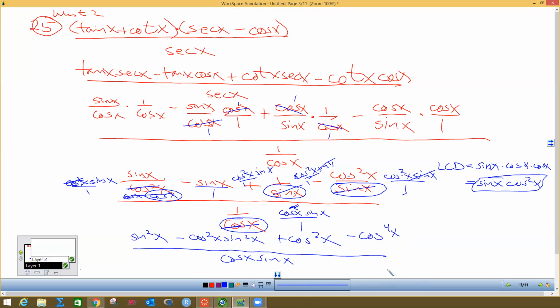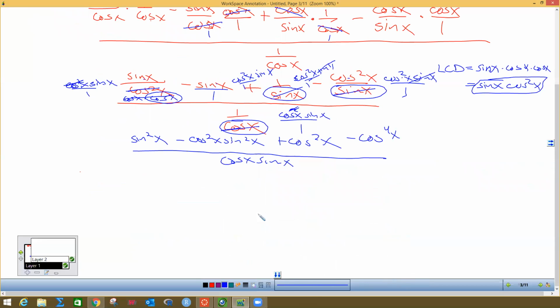Okay, so now what I'm going to do is look for more like terms. Well, I don't really see any like terms, but I do see something that is an identity that I recognize, and that is I have a sine squared x there and a cosine squared x there. So I can flip-flop these two around right here. So I'm going to have sine squared x plus cosine squared x, and I hope you remember that that's 1. So I'm going to stick a 1 in place of those two highlighted parts, and then everything else is going to stay the same.